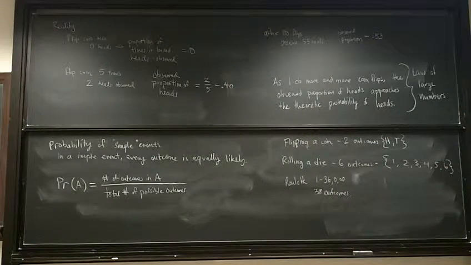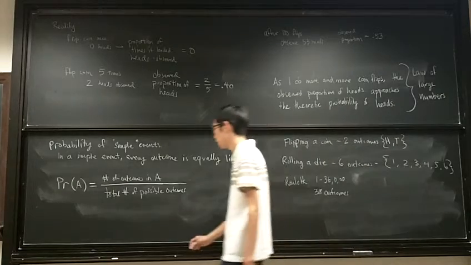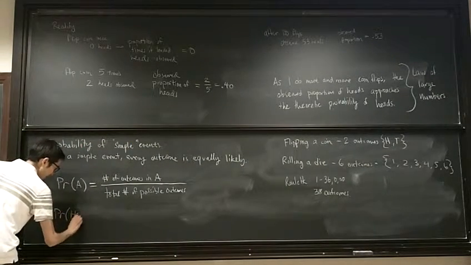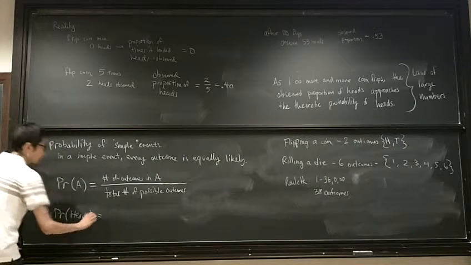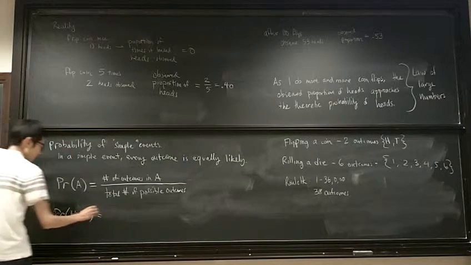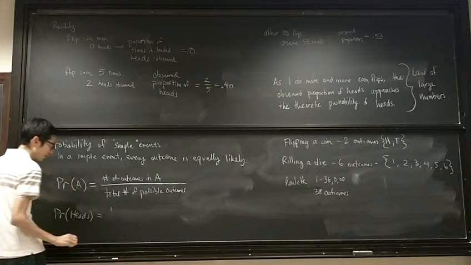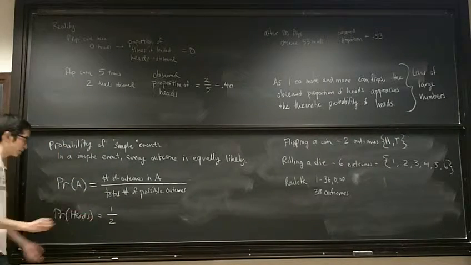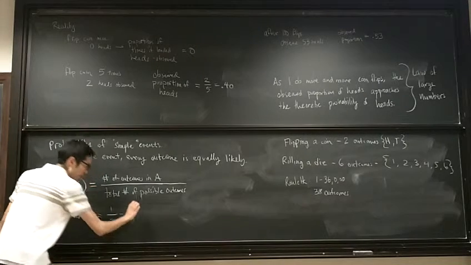Alright, so if I say, what's the probability of a coin landing heads? Well, there's one possible outcome that's heads, out of a total of 2 possible outcomes, so that's how we get 0.5. Is that good?